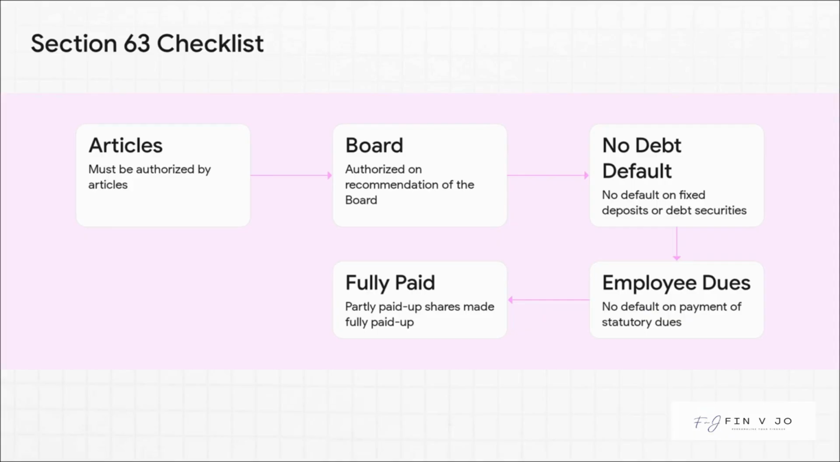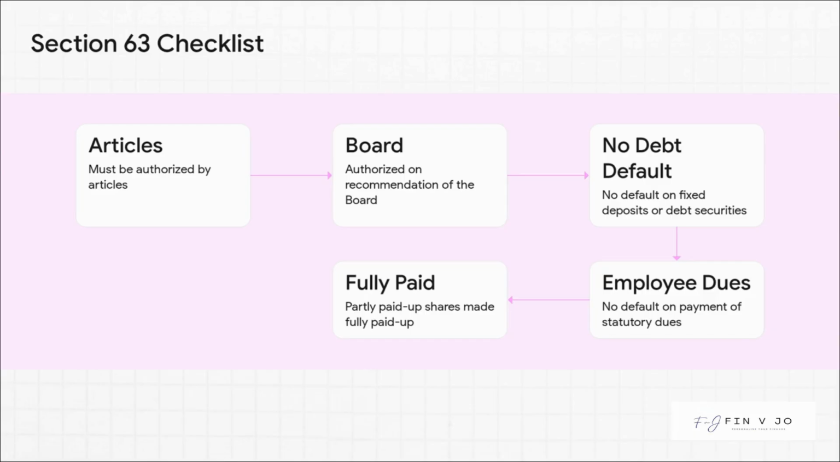Furthermore, Section 63 of the Companies Act acts like a super strict VIP bouncer. A company has to pass this 5-step checklist before even a single bonus share is issued. First, the Articles of Association must authorize it. Second, the board has to recommend it and get it officially approved in a general meeting.